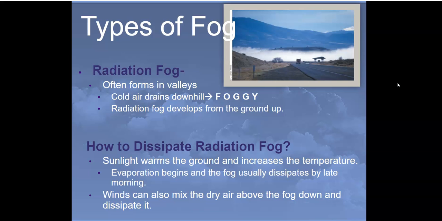So where does it go? How do we get rid of it? Well, we just have to wait for the sun to come out. It warms up the ground, increases the temperature, and then the evaporation begins and the fog just evaporates away. It can also help if it's windy. That can mix the dry air from above the fog down, and it will cause it to dissipate.